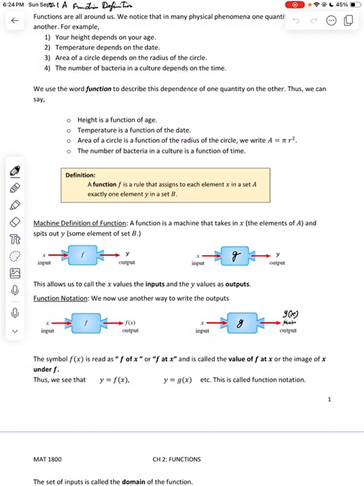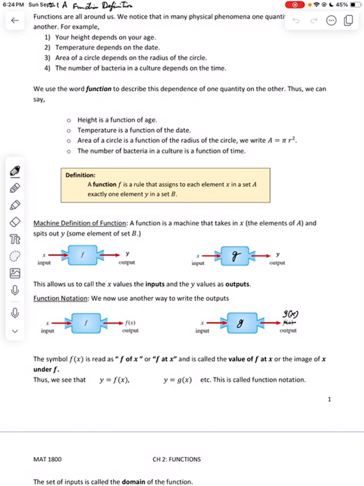The number of bacteria in a culture depends on the time. So if you start with, let's say, 4 bacteria, after 1 hour you can have a certain number of bacteria, but after 2 hours you have more bacteria. So the number changes. And in the same way, if people cover the same distance from one place to another place, the speed depends on the time, or the time depends on the speed. The slower the person moves, the more time they take.